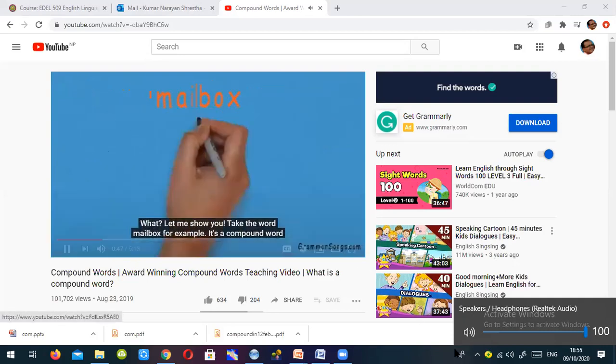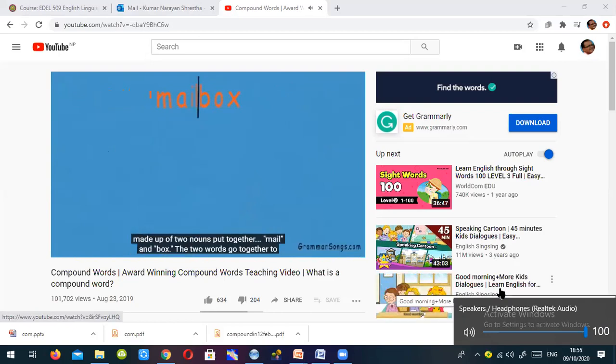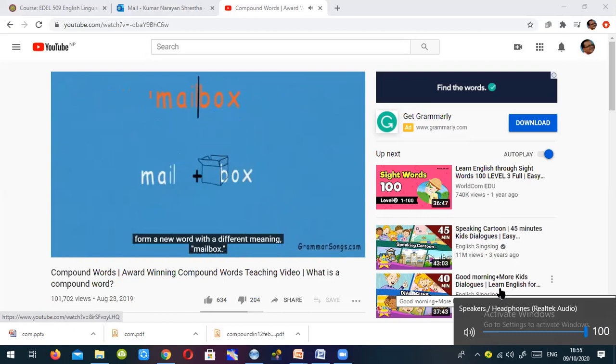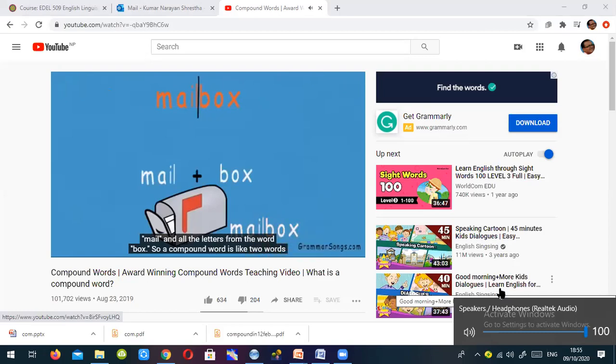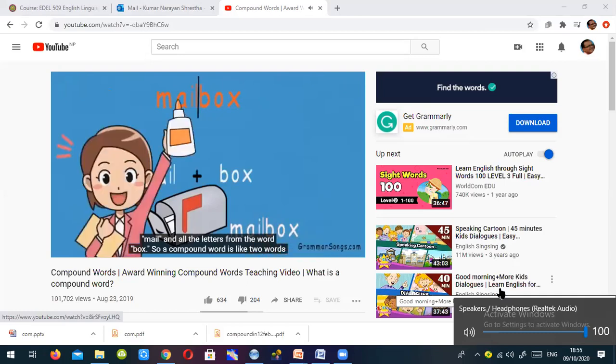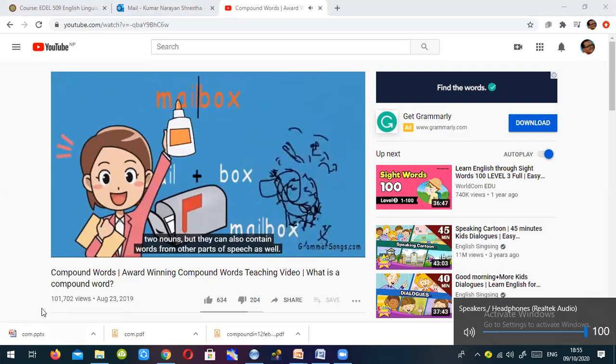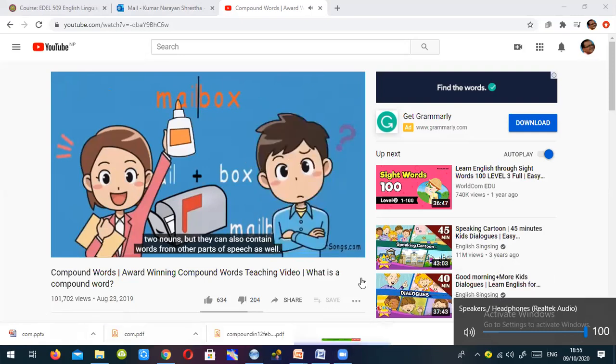Take the word mailbox, for example. It's a compound word made up of two nouns put together, mail and box. The two words go together to form a new word with a different meaning, mailbox. But unlike a contraction, none of the letters are left out and replaced by an apostrophe. The compound word mailbox contains all the letters from the word mail and all the letters from the word box. So a compound word is like two words glued together. Yes, two nouns. Compound words can be made up of two nouns, but they can also contain words from other parts of speech as well.